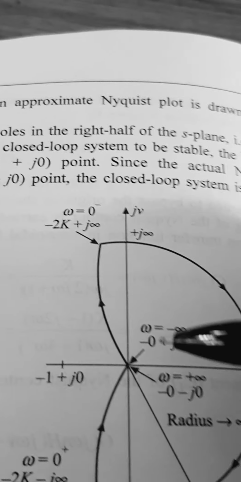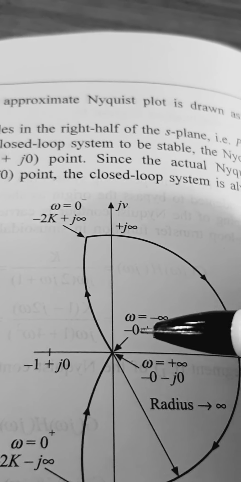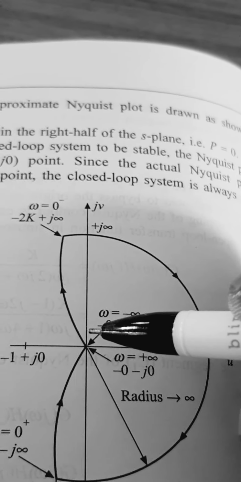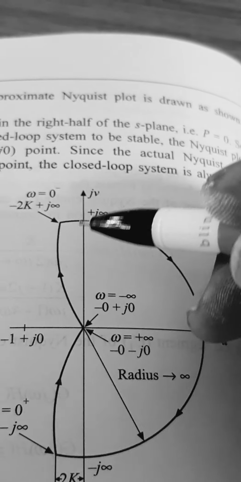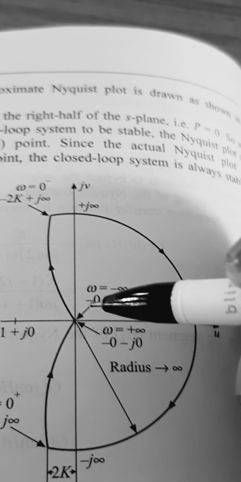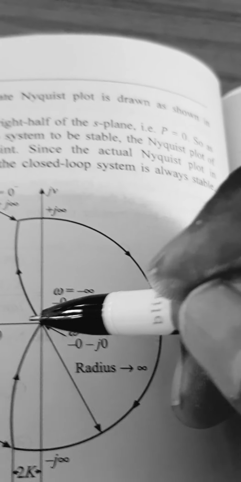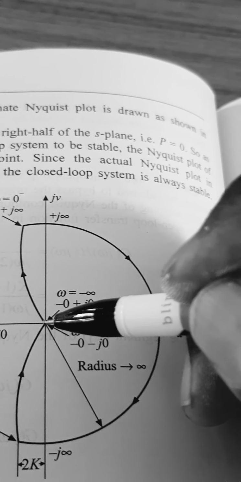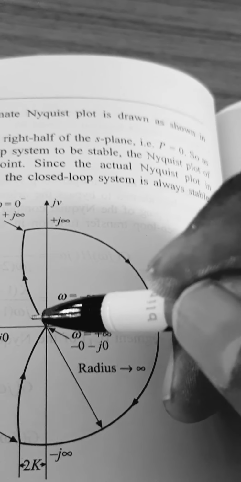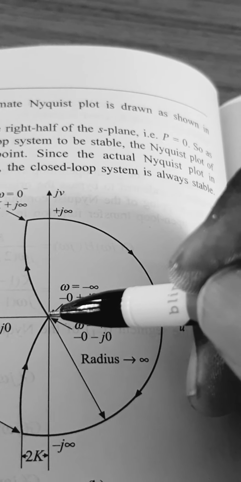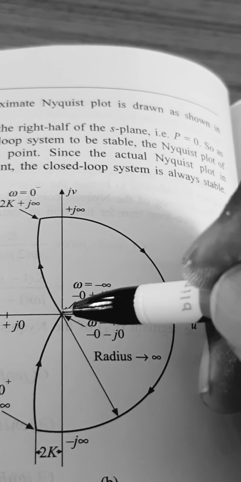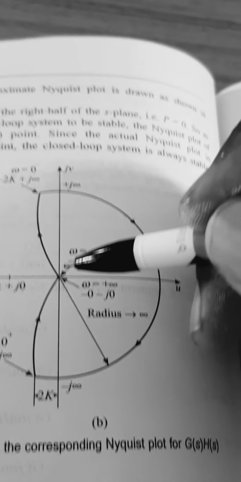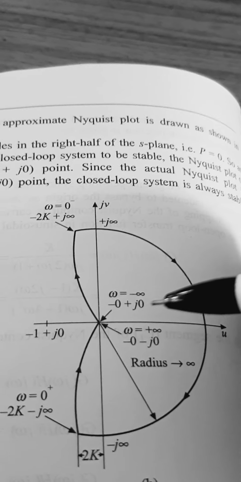So at omega is equal to infinity, you are getting minus 0 plus j0. Minus 0 means left of the imaginary axis. The real term is minus 0, so it is left of this, and plus means just above. So it is a point very close to the origin in the second quadrant, the start position, minus 0 plus j0.